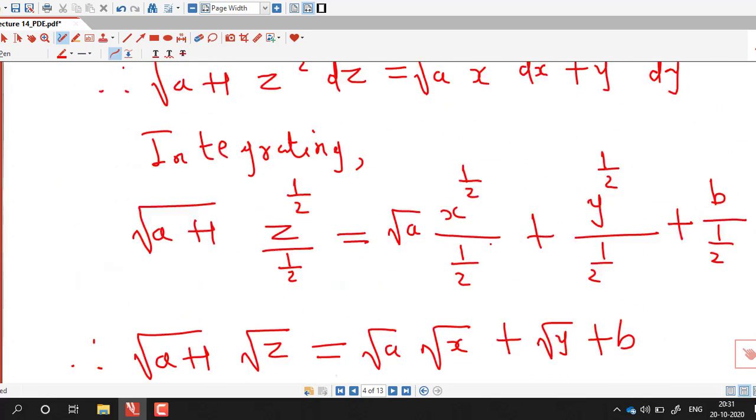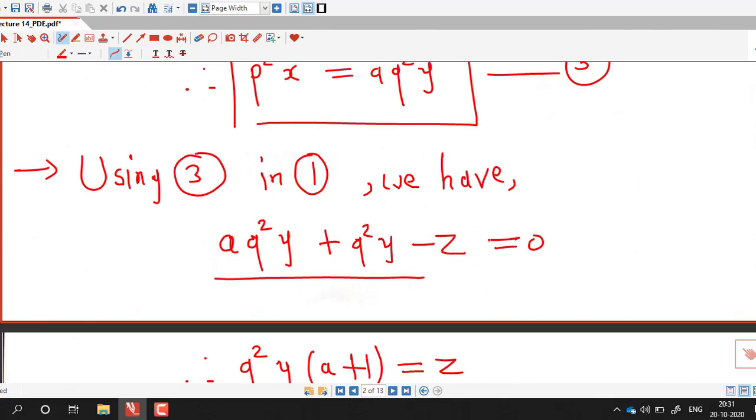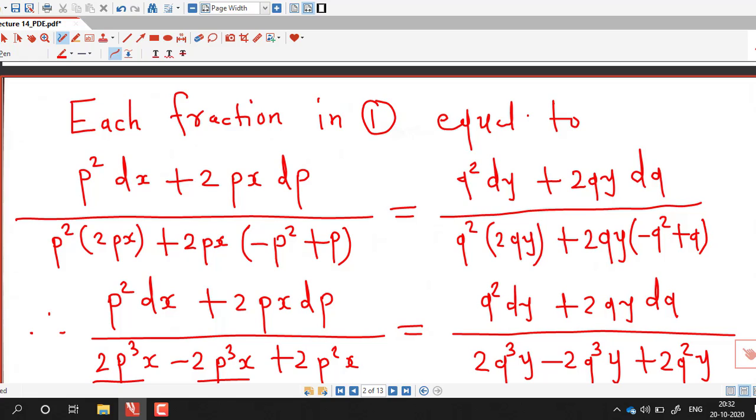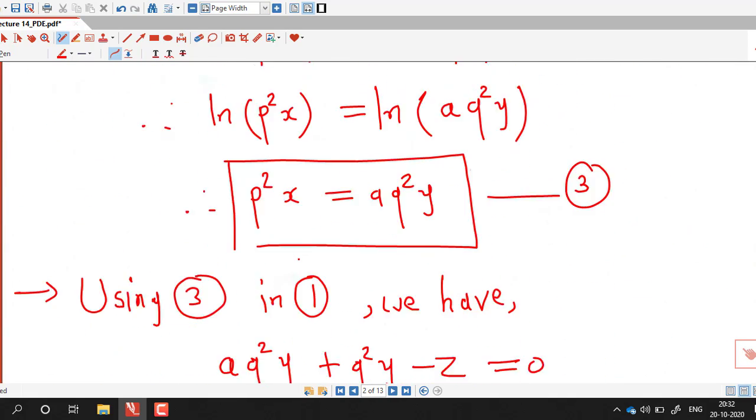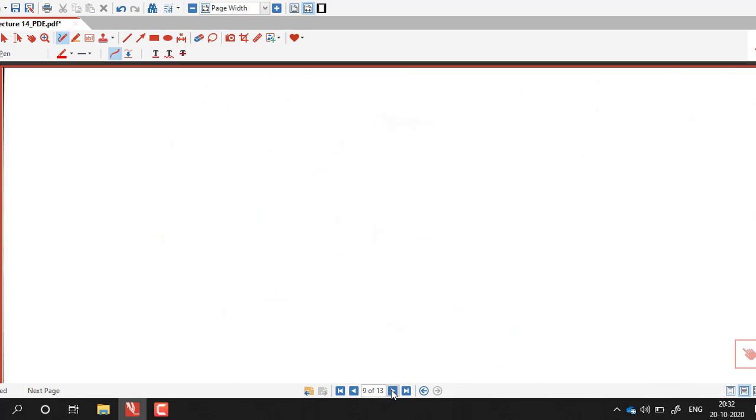So this is one more example of Charpit's method, in which the new thing is we are not comparing fractions directly, but what we are doing, we are generating new fractions and we compare those generated fractions to find out values of small p and small q. We consider one more problem of this type.